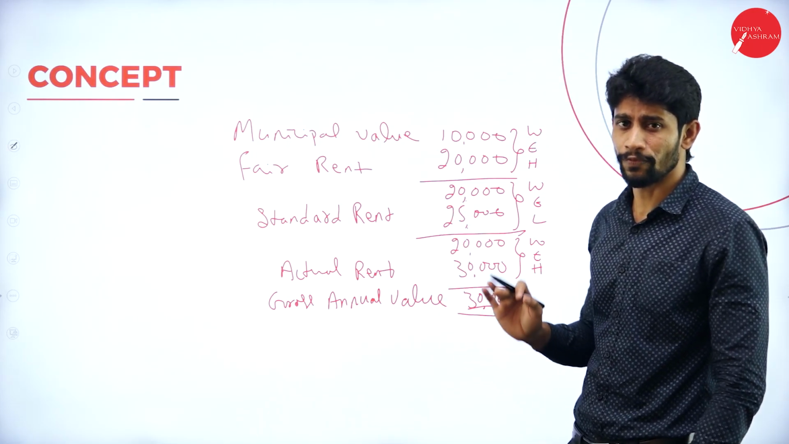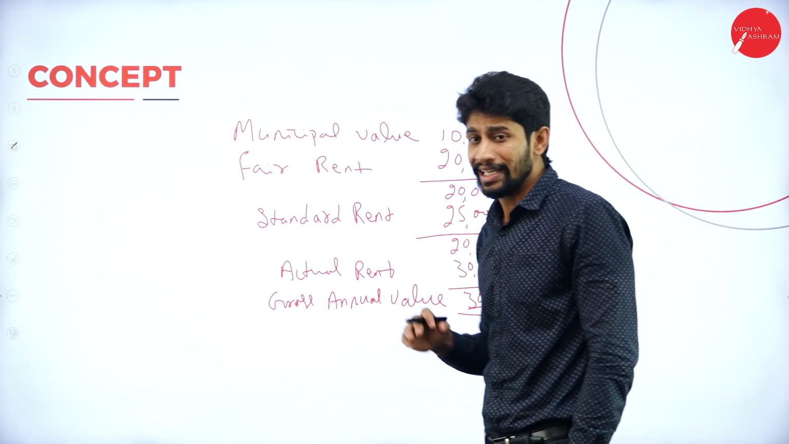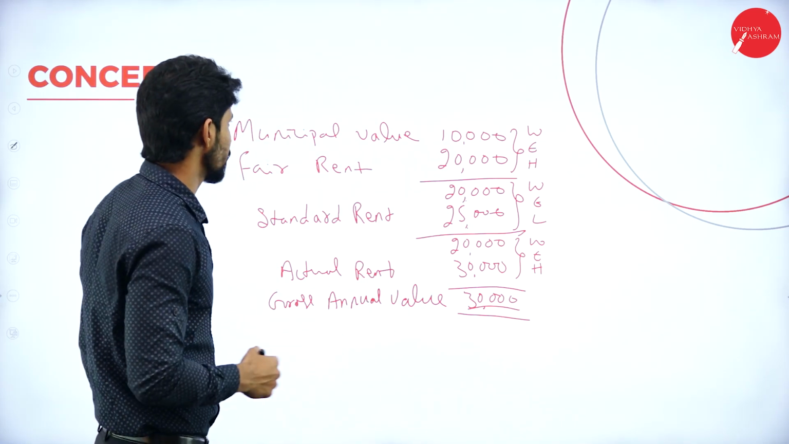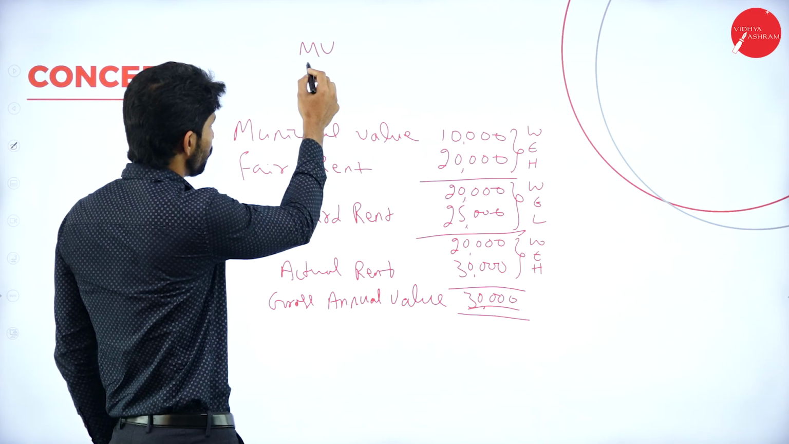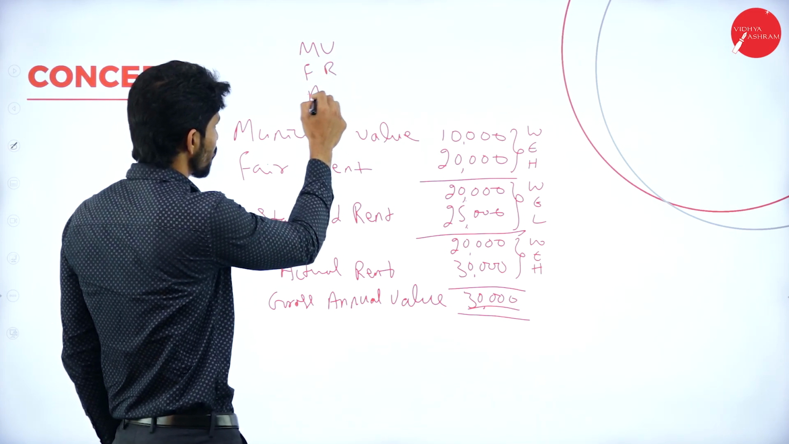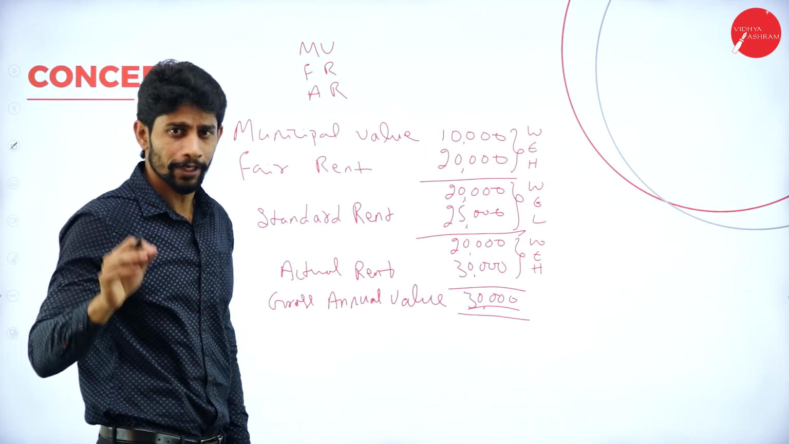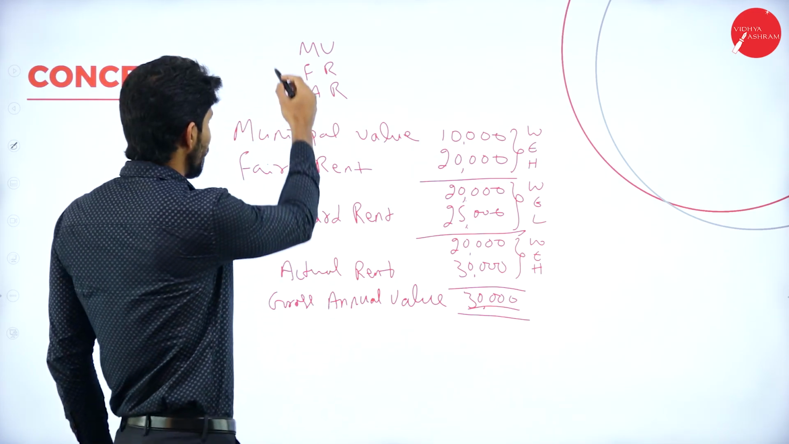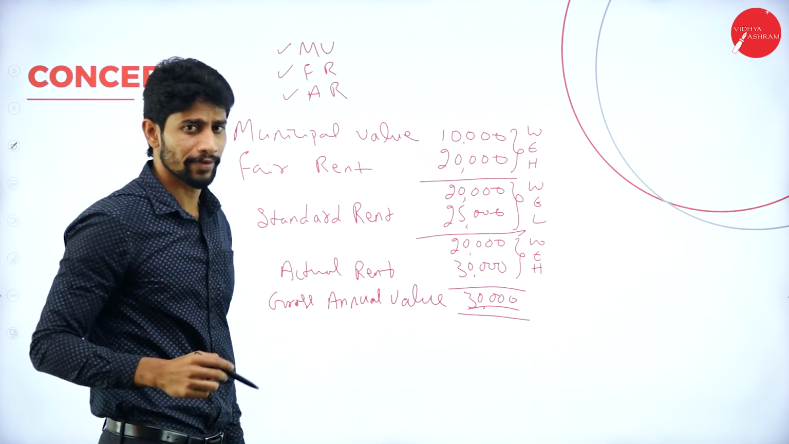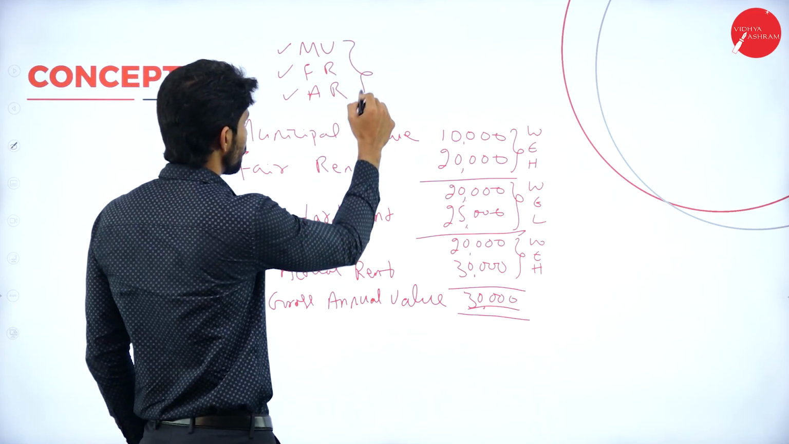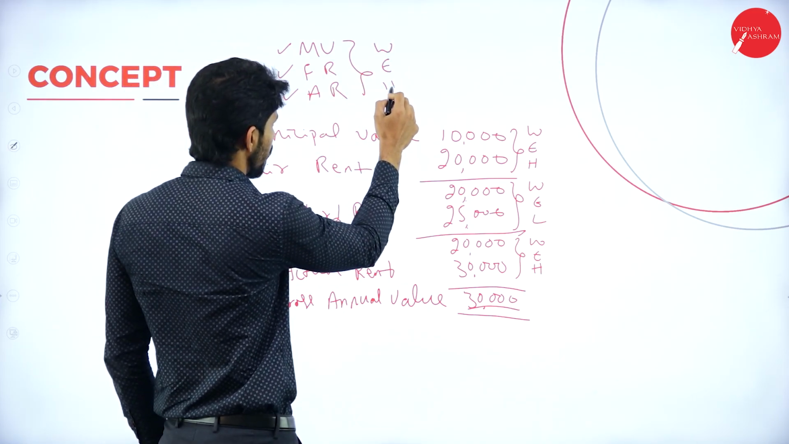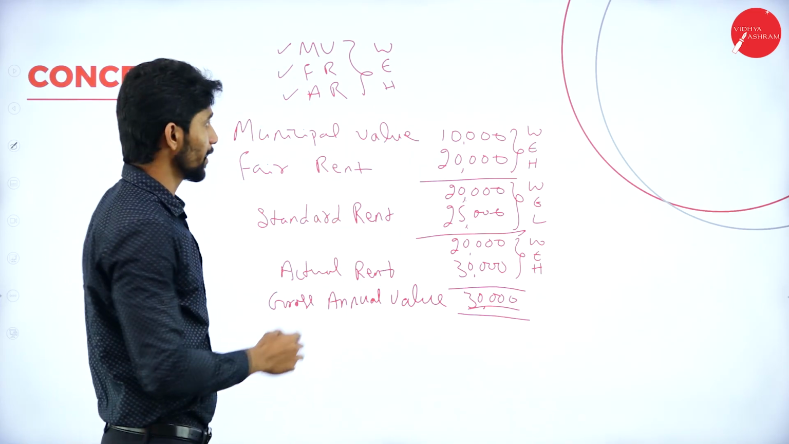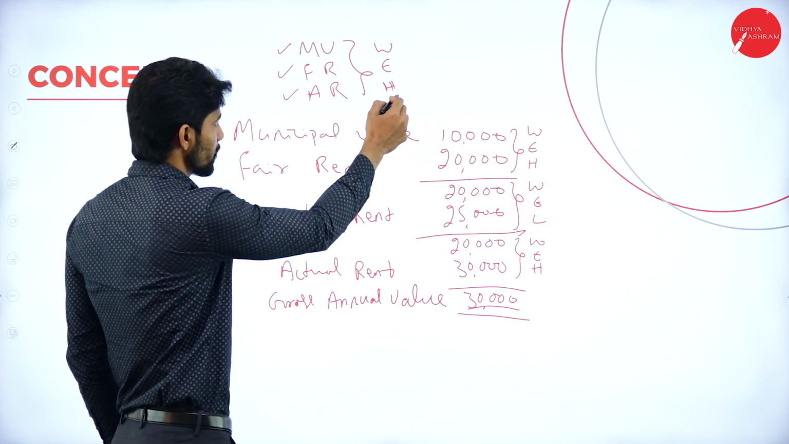It's very easy to find out the gross annual value. In some cases, you will be given only a few pieces of information, like municipal value, fair rent and actual rent. If the standard rent is not given, and only municipal value, fair rent and actual rent are given, then among these three, whichever is high. You need not go with step 1, step 2, step 3. Directly among these three, whichever is high.